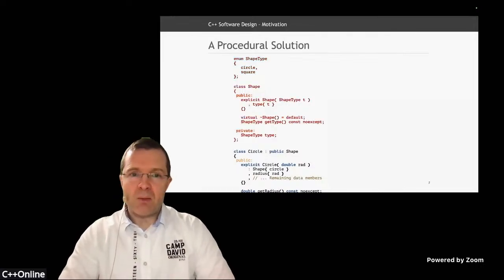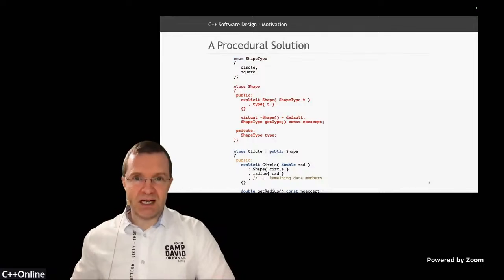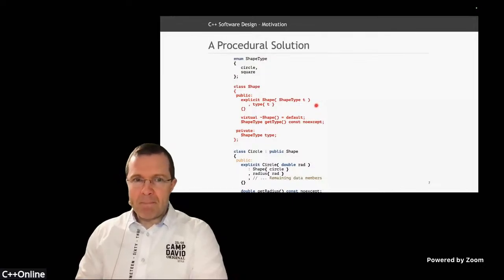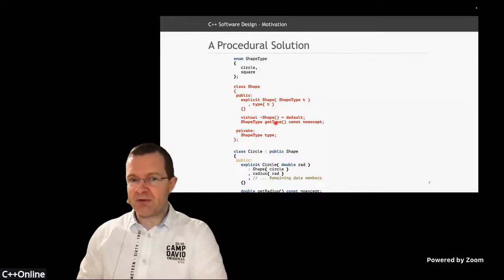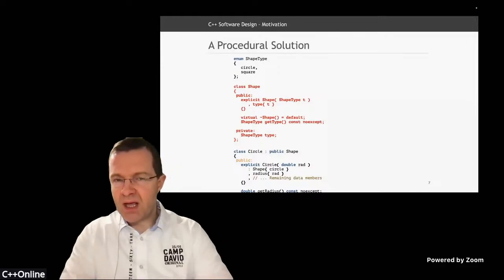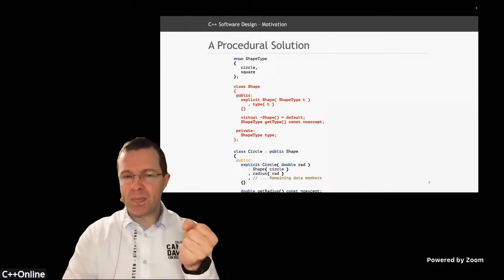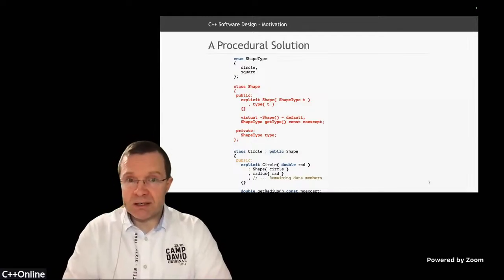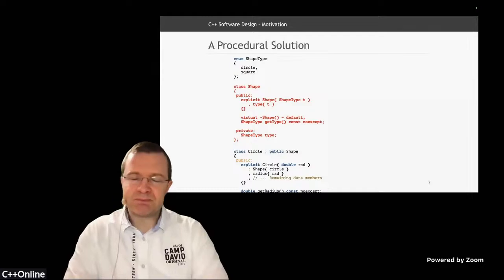But then we also have a shape base class. So this base class is not particularly difficult. It has an explicit constructor. It has a virtual destructor, and it has a getTypeMember function. The getTypeMember function gives you a copy of this shape type enumeration. So the shape class stores which kind of shape it is. Circle, square, rectangle, could be any shape.